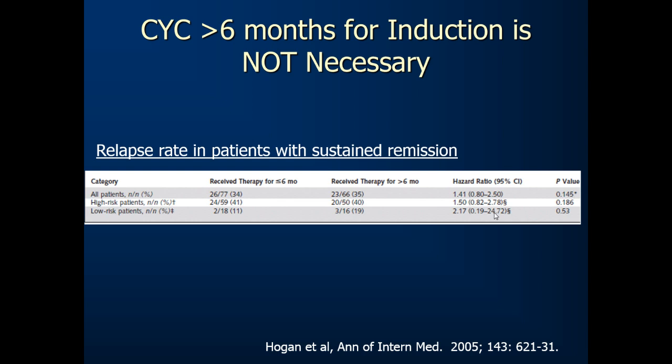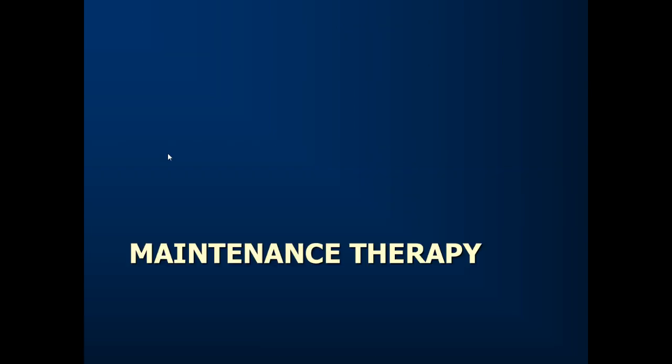In patients who had sustained remission, they looked at how long patients received cyclophosphamide. Because at this time, people were still going past 6 months, and this study helps show that you don't have to treat patients longer than 6 months with cyclophosphamide. The relapse rates were identical in patients who received cyclophosphamide for more than 6 months or less than 6 months. So most have moved towards stopping cyclophosphamide therapy at 6 months.